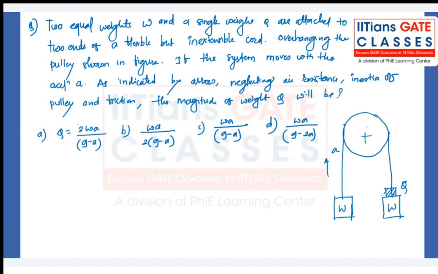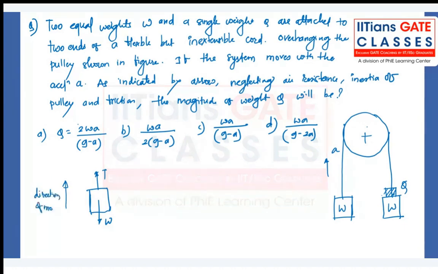Okay, let me help you out. Let's try with the free body diagram of the first body. The downward weight is W and T is the tension in the string. As you know, this weight is moving in this direction. This is the direction of motion.